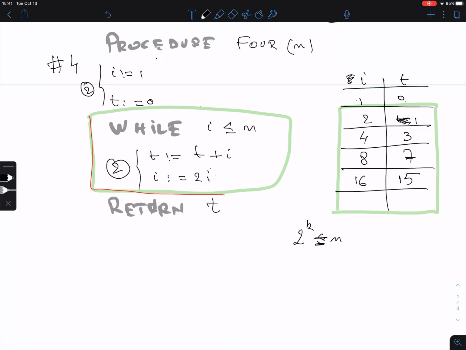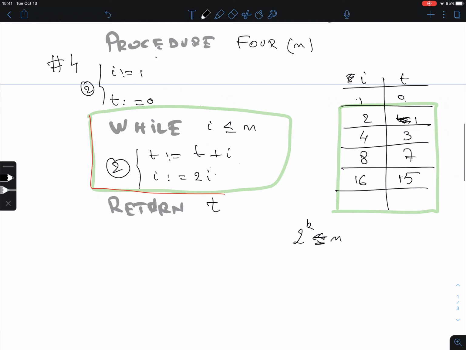Now, of course, they're never going to really be equal. If n is 17, it's never going to be a power, right? They're almost equal. So how to analyze this now? I'm saying this is k the first time I do this, the second time, the third time, the fourth time, and I'm trying to figure out how many times I'm going to do this. So what will the value of k be when I've finished?